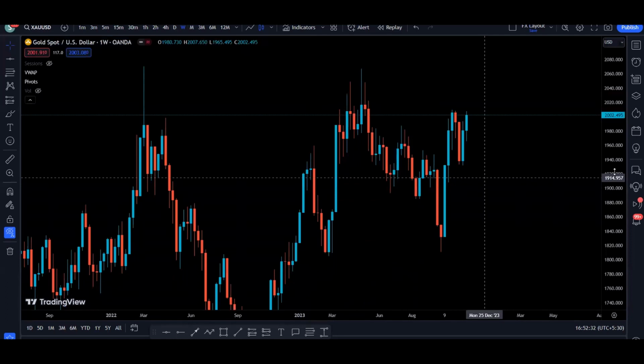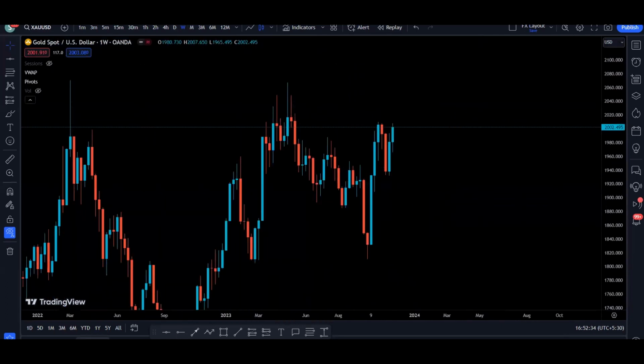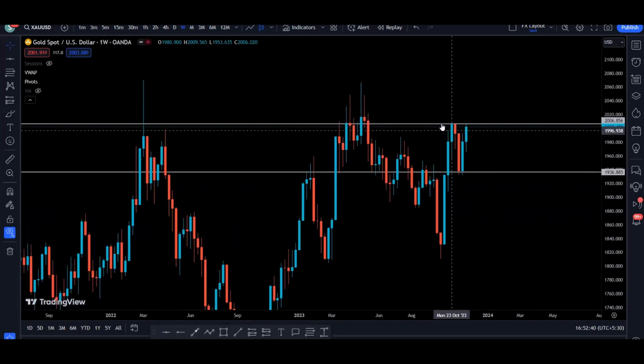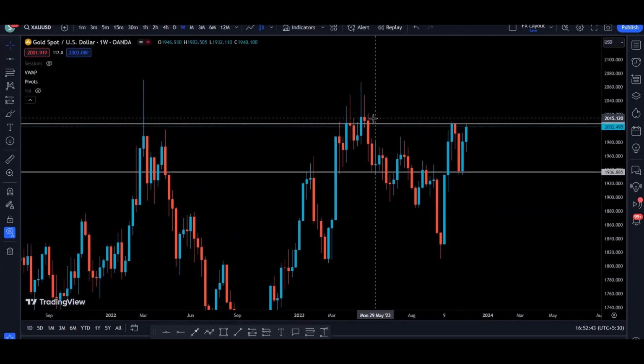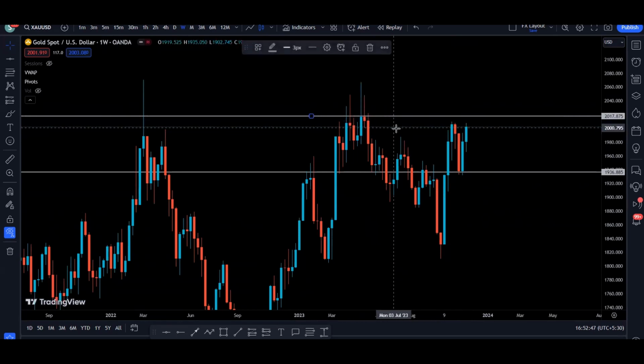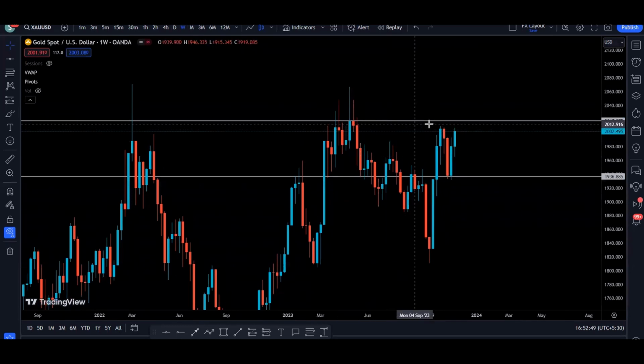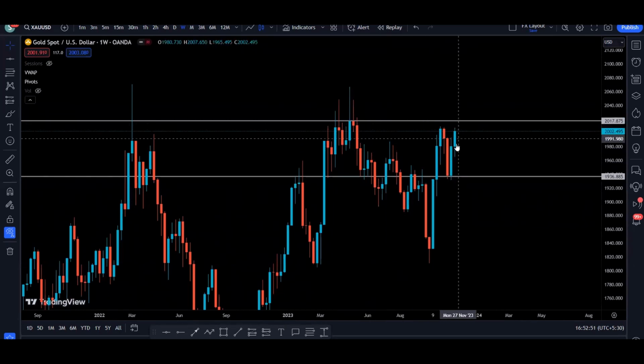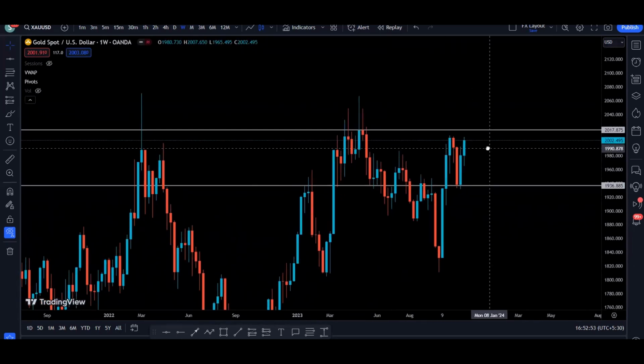On the weekly time frame, we can see that we have a resistance and we have a support, right? Now above this resistance, we can see that there is another resistance pretty close by. So now let's move our resistance to this area. So now we have a resistance and we have a support, and the price is between this resistance and support.